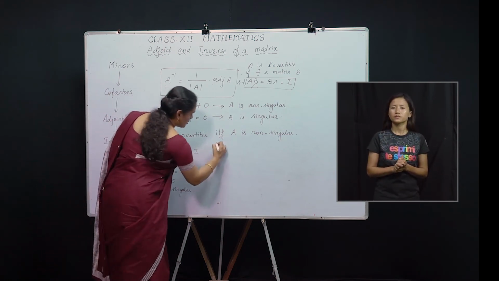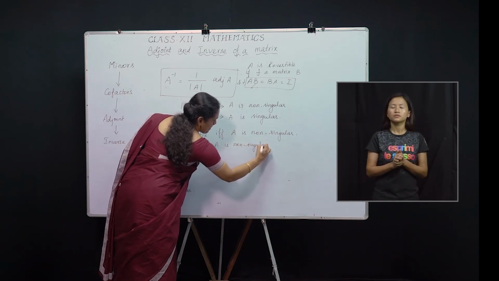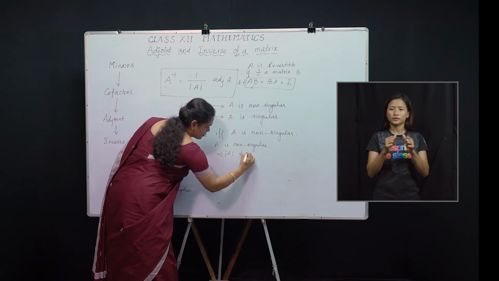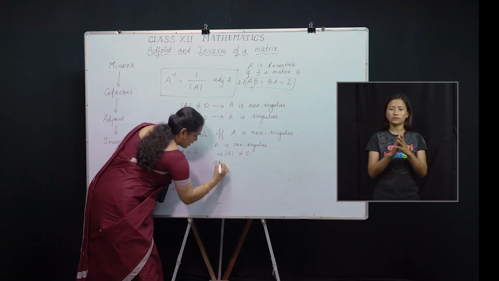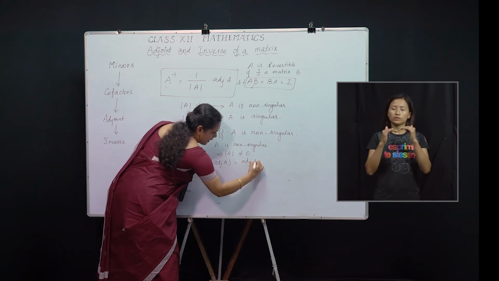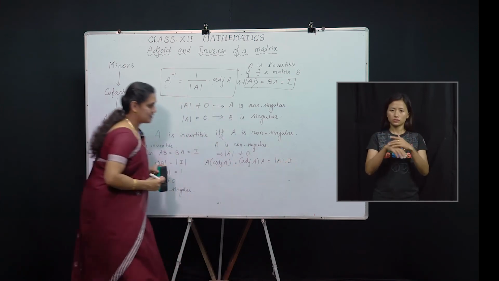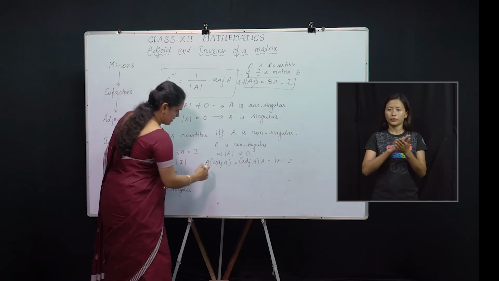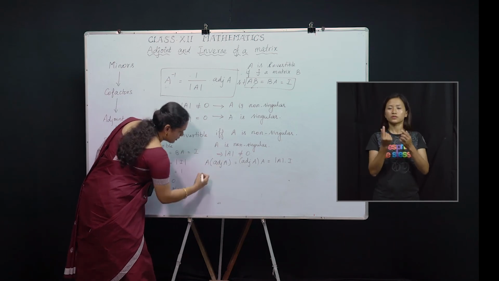Suppose A is non-singular, then determinant of A is not equal to 0, right? If you go through your textbook, you will find one theorem: A times adj A equals adj A times A equals determinant of A times I. This is an important result. You will find it in your textbook. The proof is very simple. You can easily understand.